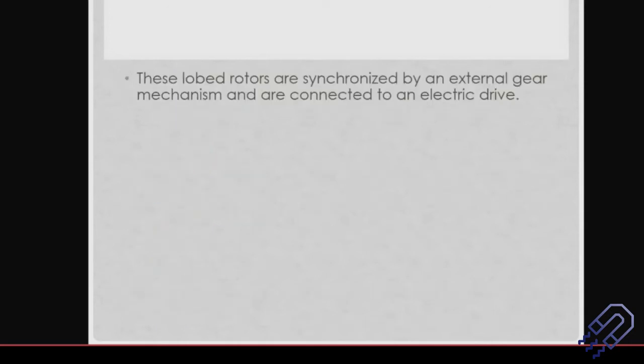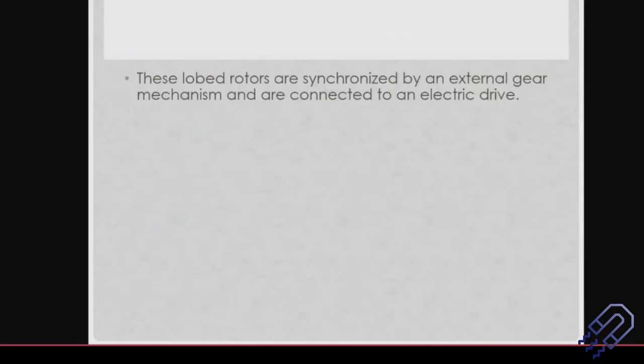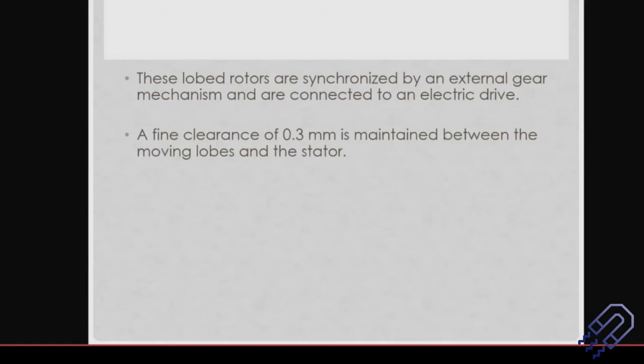So these lobed rotors are synchronized by an external gear. Synchronization is important. It's not that this will move and this will start moving on its own. Some motion will be there definitely if it is made free, but then this won't be perfect for taking out the gas. So both of these lobes, one and two, should move in tandem with each other. They should be synchronized. That is very important. So they are synchronized by an external gear mechanism and are connected to an electric drive. Basically, you are using an electric supply to rotate both of them.